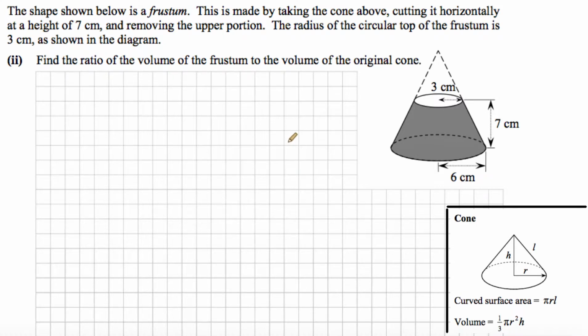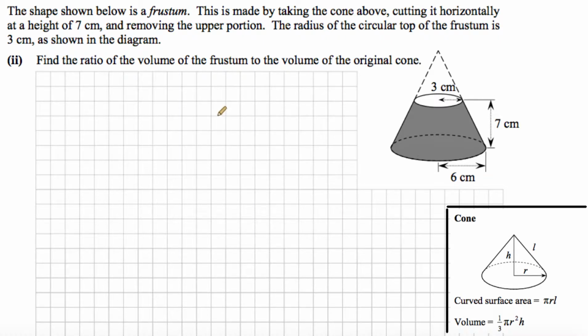Part 2, the shape shown below is called a frustum. This is made by taking the cone above, cutting it horizontally at a height of 7 centimeters and removing the upper portion. The radius of the circular top of the frustum is 3 centimeters as shown. Find the ratio of the volume of the frustum to the volume of the original cone.